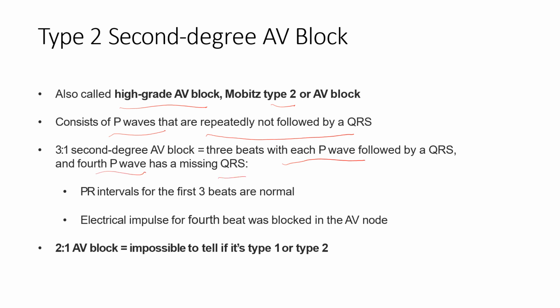The PR interval for the first 3 beats is normal. The electrical impulse of the fourth beat was blocked by the AV node. This is a 2:1 AV block; it is impossible to tell if it is type 1 or type 2.